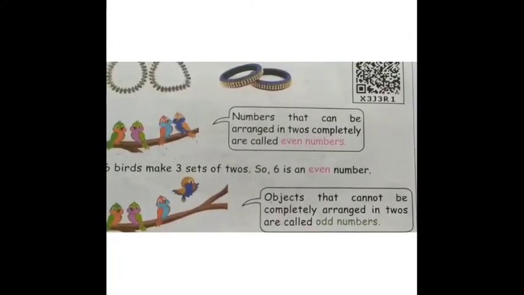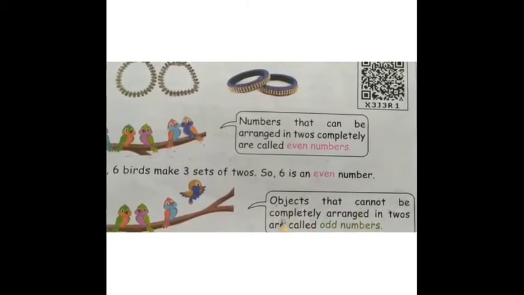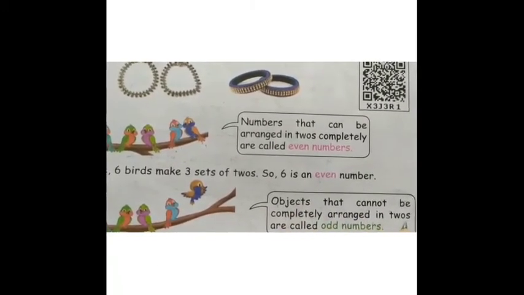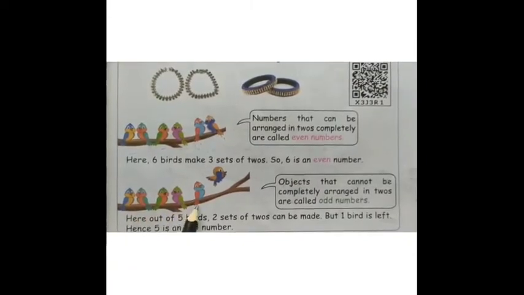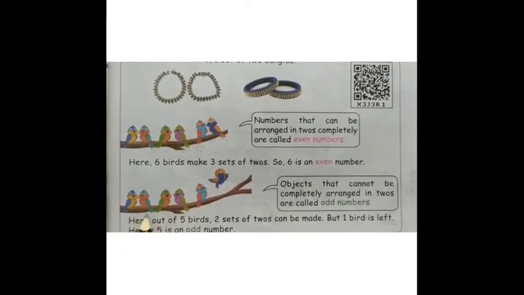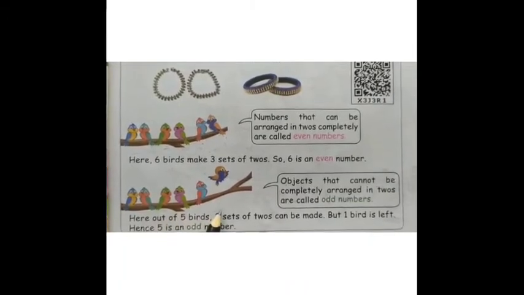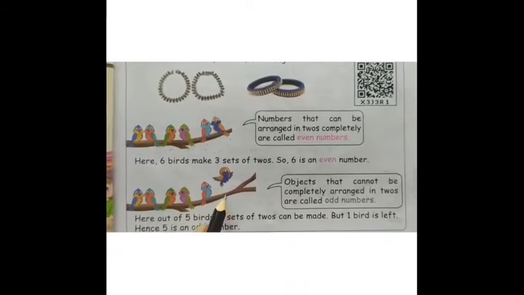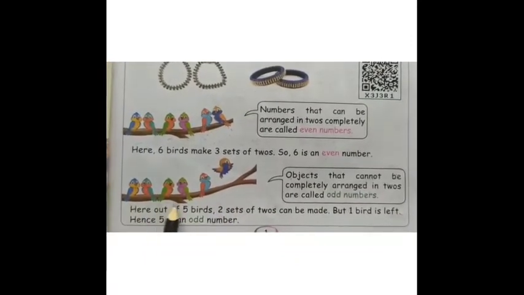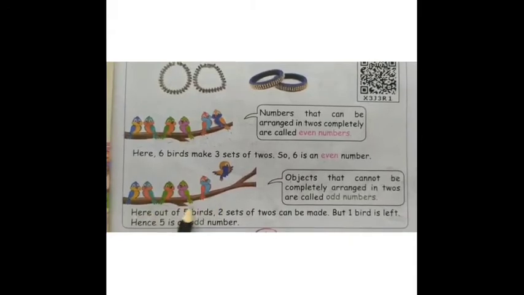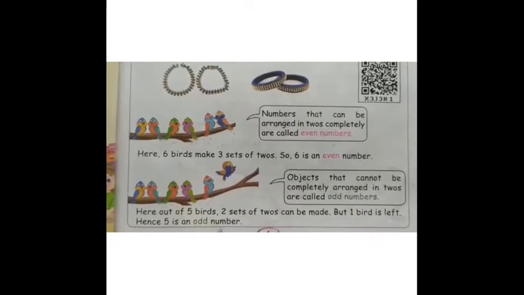Next, we are going to see odd numbers. Objects that cannot be completely arranged in twos are called odd numbers. Here, out of 5 birds, 2 sets of twos can be made. 2 pairs of birds are here and one bird has no pair at all. There are only 5 birds on the branches. Hence, 5 is an odd number.